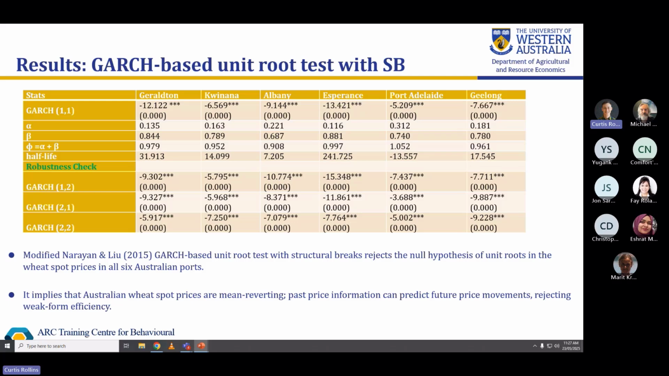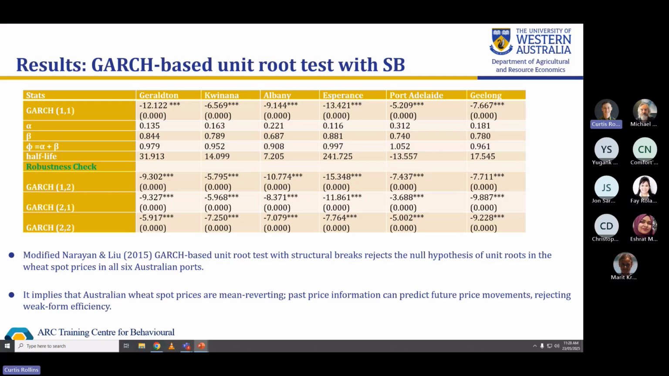I forgot to tell two things here. The Port Adelaide model for GAC 1.1 explodes. It might be because of misspecification of the model. I have tried other models like GAC 3.2 and GAC 4.2, and it works with those. One more thing about these GAC-based models: the conventional unit root test uses least squares estimation, and these use maximum likelihood estimation.